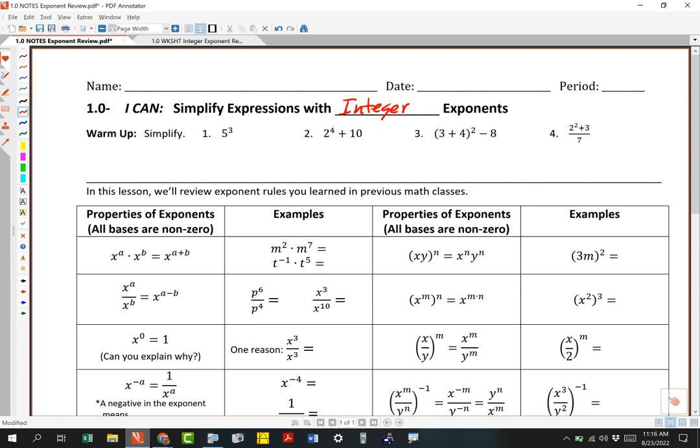Today, the I can statement is, I can simplify expressions with integer exponents. So this is going to be a review of stuff that you've seen before. Seen it a couple times probably. Saw some in 8th grade. Saw some in 9th grade math, secondary 1. Give you a second to look at it. 1 through 4 on the warm-up.